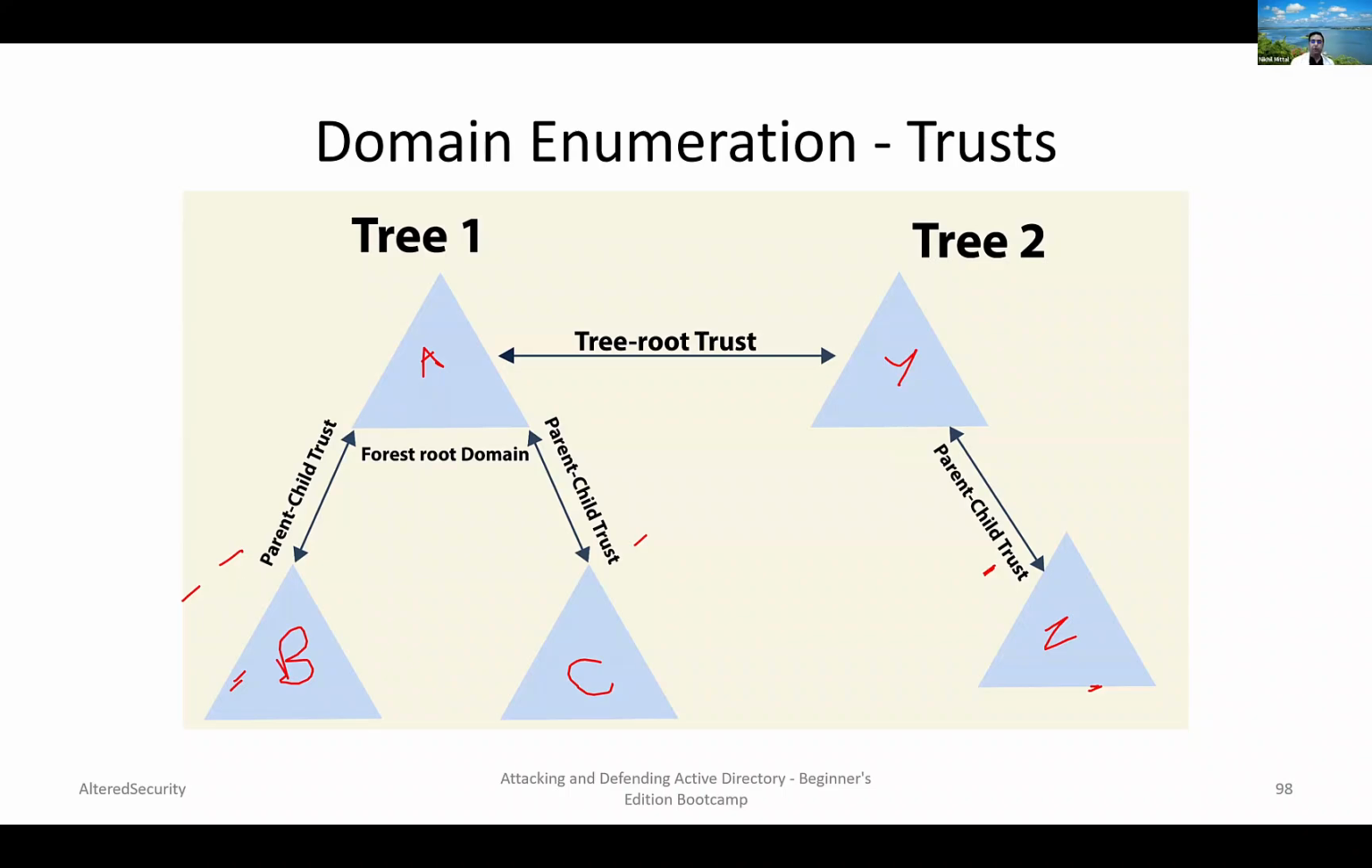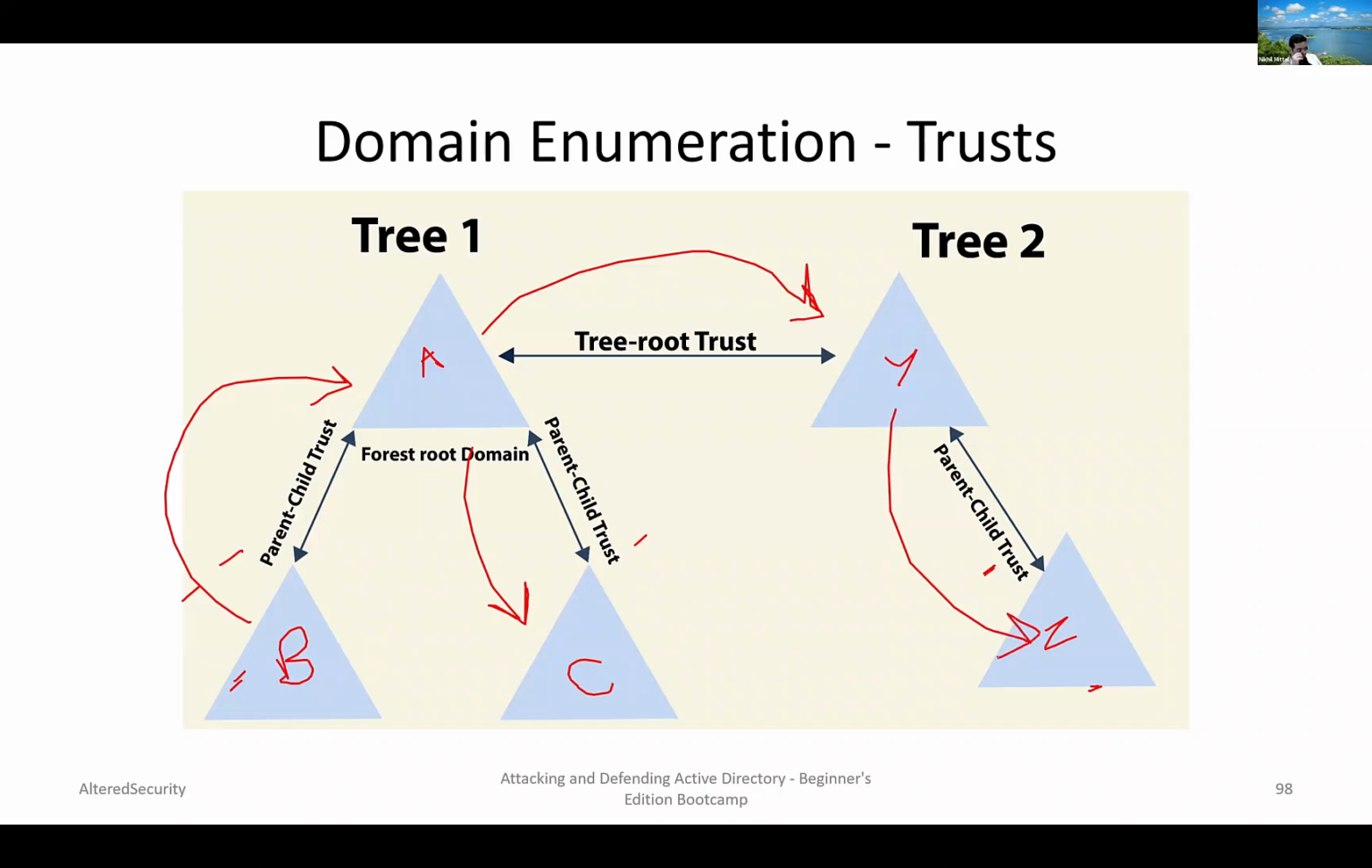As an attacker, this also means that if you compromise B here, you can go from B to A. Once you are on A, you can go from A to C and A to Y, and then from Y to Z. Forest is the security boundary, even if a single domain in your entire forest is compromised. You can kiss the entire forest goodbye.